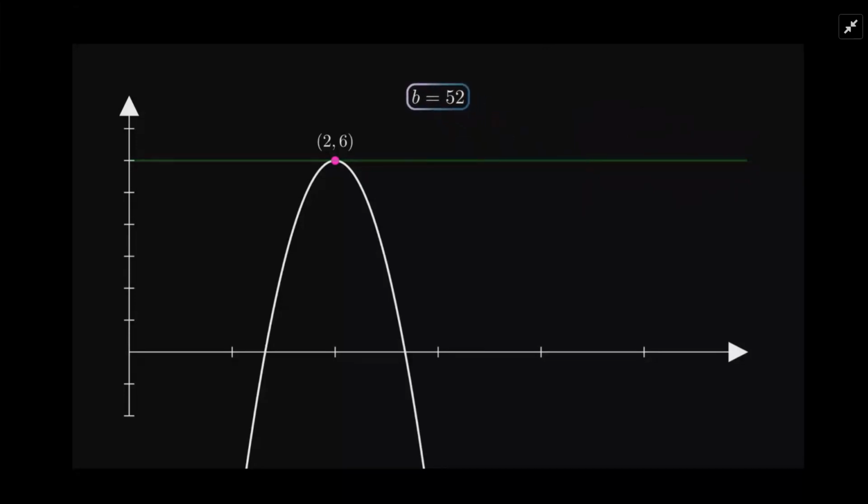Think about a way to get c. We're going to go back to our original function and evaluate it at 2. We know b now, so all that's left is c. We know the value of the function at 2 is 6, and so it's an easy equation to solve. All right, c is negative 46.